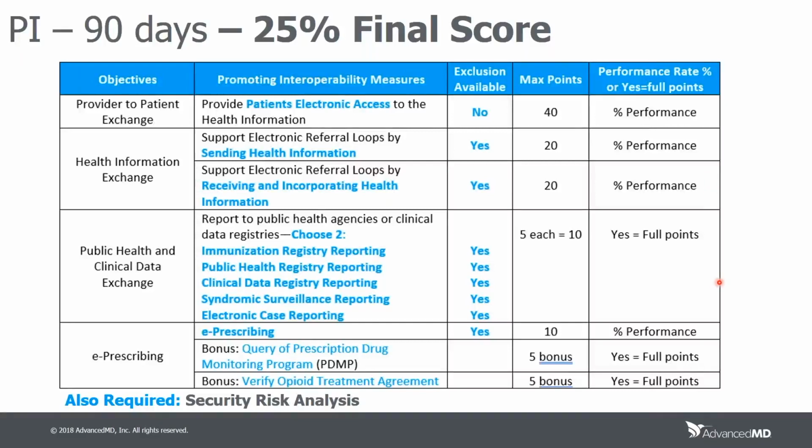For the public health data, health agencies and clinical data exchanges, those are yes, meaning that if you are in process, if you can show that you are working with those agencies to either get started or you are in full data exchange mode, you will get to say yes, and you would get the full 5 points. You'll choose 2, and so 2 times 5 is 10. So there's 10 points for that category.